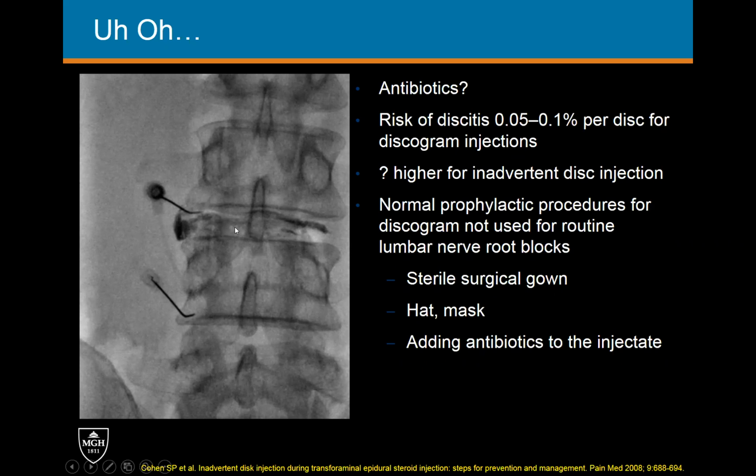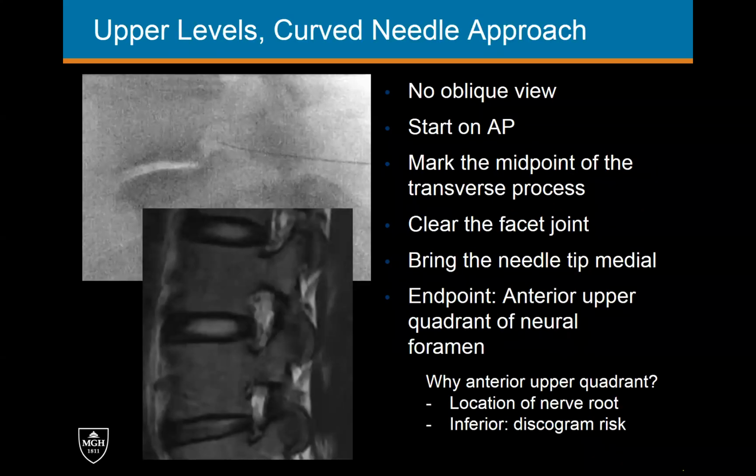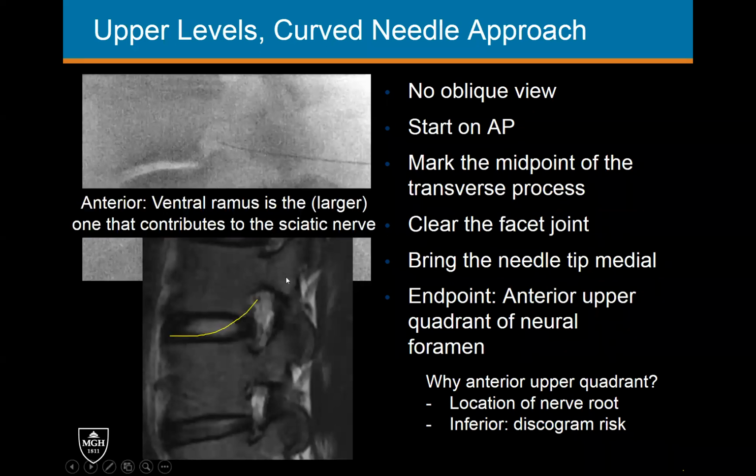So aim higher if possible, and definitely check your MR ahead of time to make sure you don't have a disc herniation there. The other thing is that the ventral ramus is the larger one that contributes to the sciatic nerve. Remember, there's a little posterior ramus and a large anterior ramus, and that comes down and joins all the other nerve roots from L1 all the way to S1, and then eventually forms the sacral plexus and the sciatic nerve. So the ventral ramus is the one that's going to contribute to your pain and your sciatica.